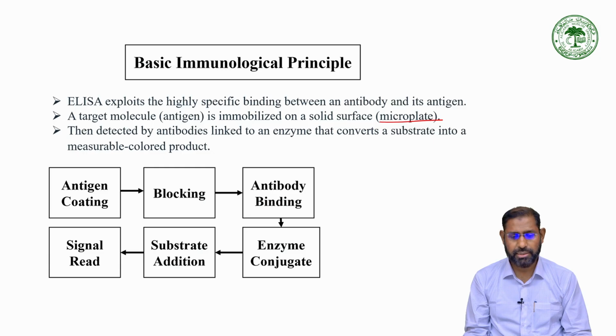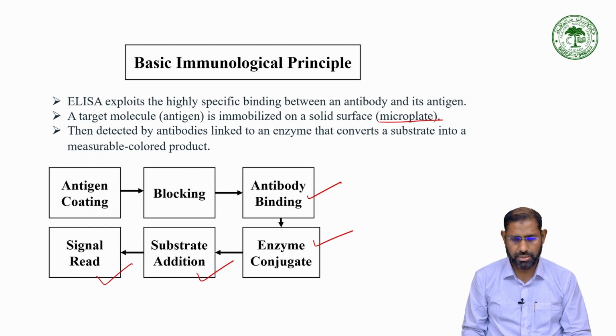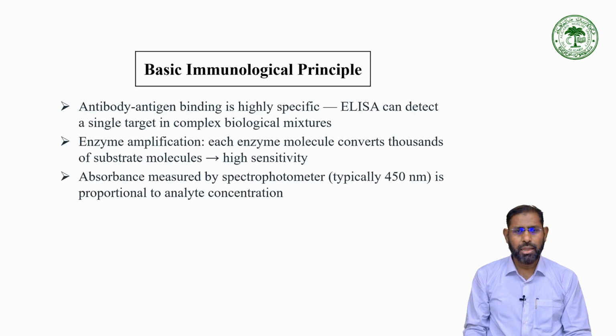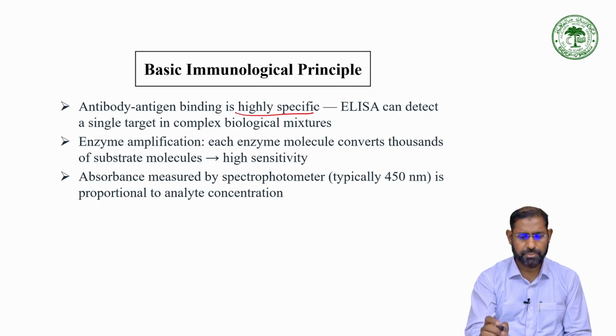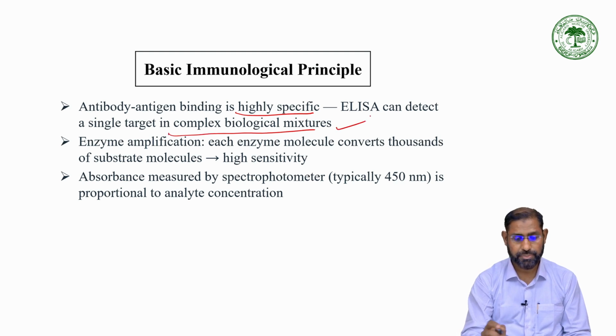Antigen coating of the plate, then we have blocking, then antibody binding, then we have the enzyme conjugate, substrate addition, and signal reading. These are the steps for ELISA. Antibody and antigen binding is highly specific. That's why it is very significant to identify even a small amount of protein or peptide in biological samples. ELISA can detect a single target even in a complex biological system. That is a very unique feature of ELISA.